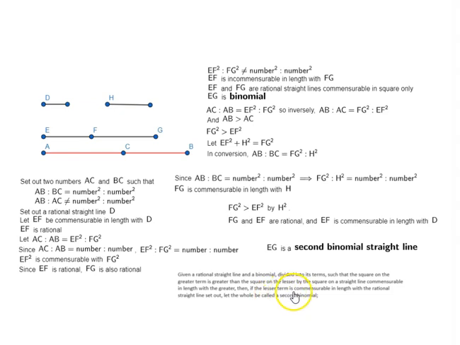Then if the lesser term is commensurable in length with the rational straight line set out. So the lesser term is EF. It is commensurable with the rational straight line which we started off with, that is D. Let the whole be called the second binomial. Here whole means EG. So EG is a second binomial straight line. So that is proposition number 49 of book 10 of Euclid's Elements.